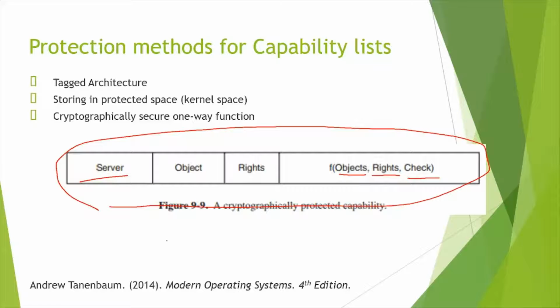So when the server goes to verify the capability, it computes this function with its own check key, and assuming that it matches with the one that was given to them, then the access is approved. So unless you can guess the random number, you will not be able to tamper with the permissions.